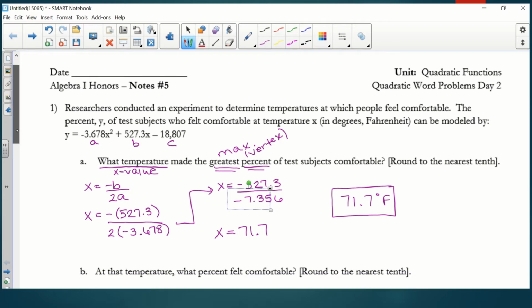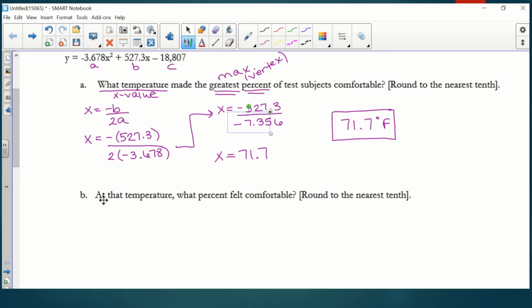All right, so part B. At that temperature, the one that we just found, so that's when the temperature, our x value, is 71.7. Just writing notes to myself here. At that temperature, what percent? What percent deals with technically the y value here. So what percent felt comfortable? This is in reference to the previous problem, and if you remember, we were talking about the greatest percent of test subjects, and greatest again refers to the vertex.